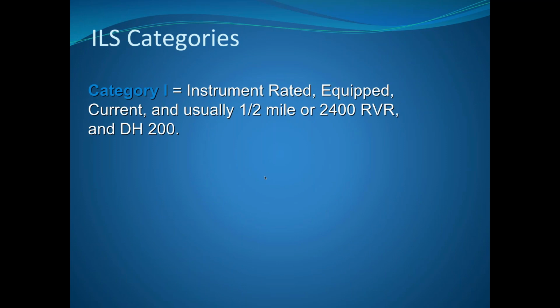Yeah, so category 1 minimums are what we use to determine legal to go. Okay, I got it.